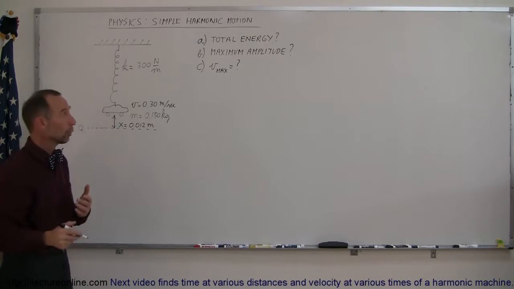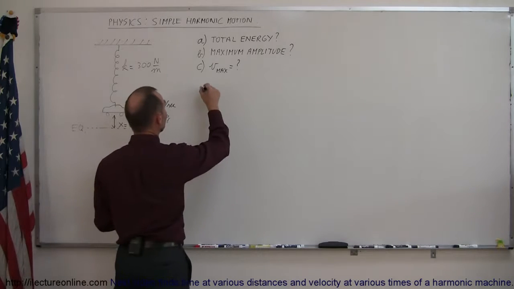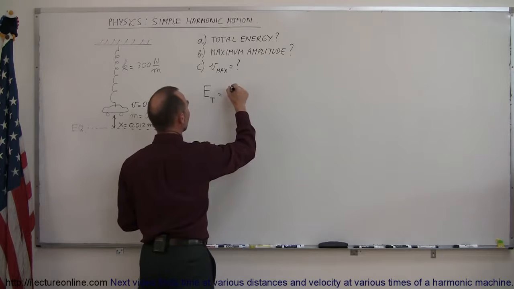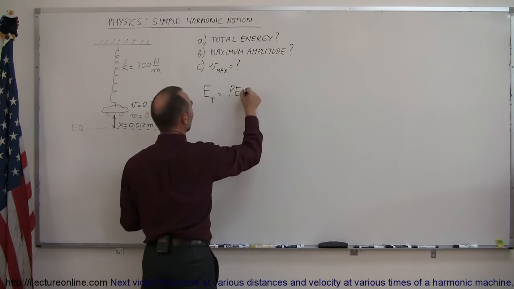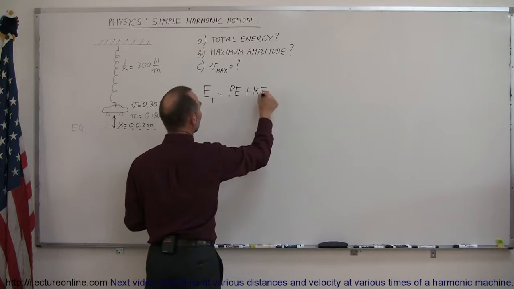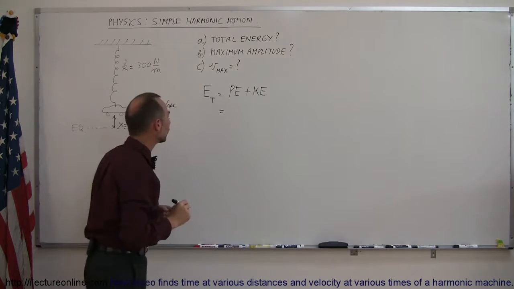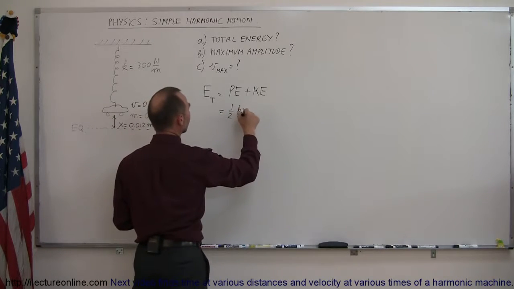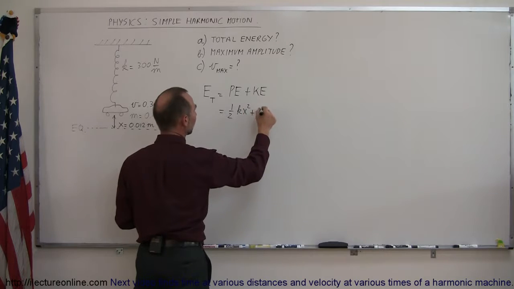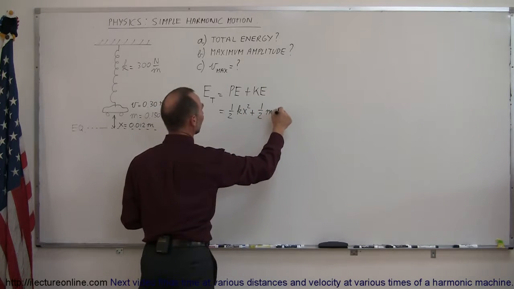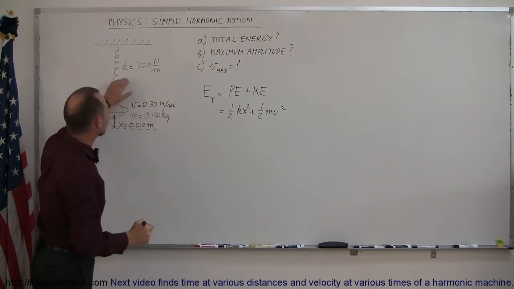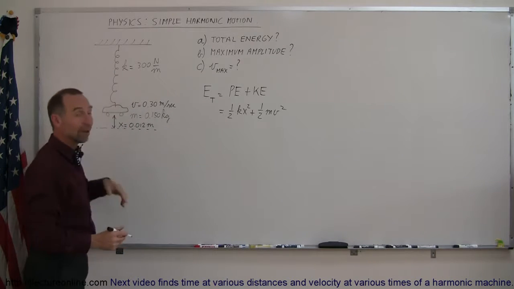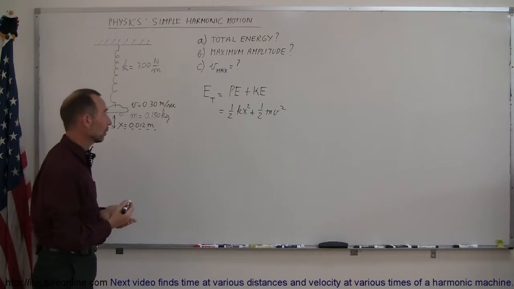So, starting out with the question, what is the total energy? We can say that energy total is equal to the potential energy that it has plus the kinetic energy that it has. So let's see if we have the information. Potential energy is defined as 1/2 kx squared, and the kinetic energy is defined as 1/2 mv squared. And we do indeed have the k, we have the x, we have the m, and we have the v, so we have everything we need to find the total energy.